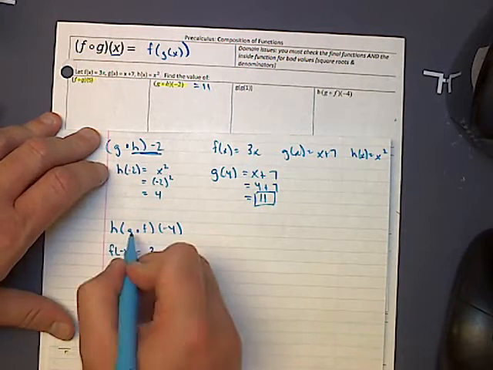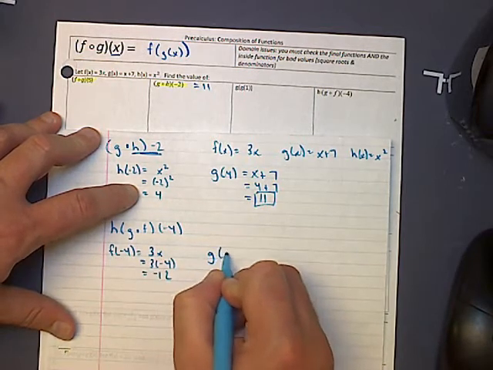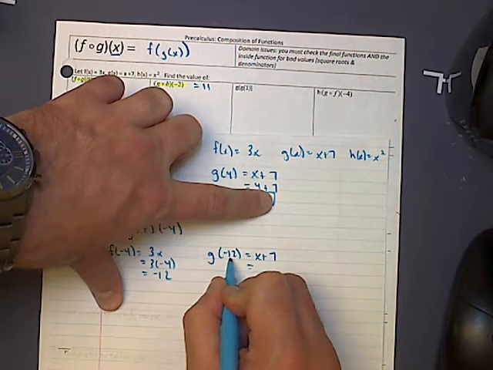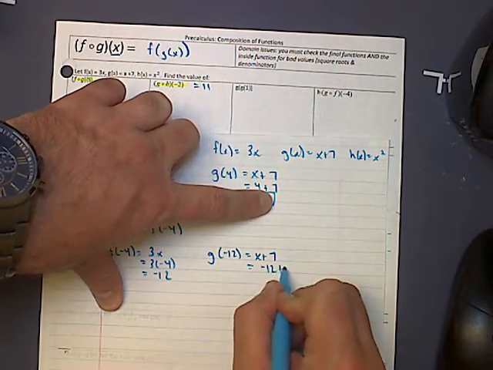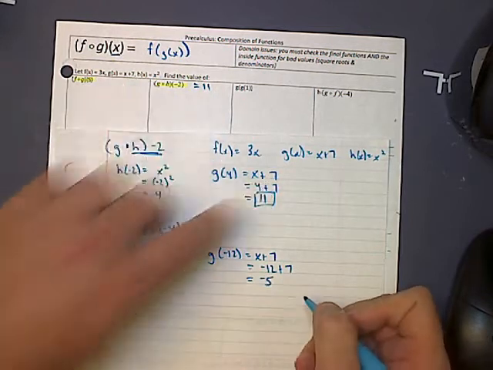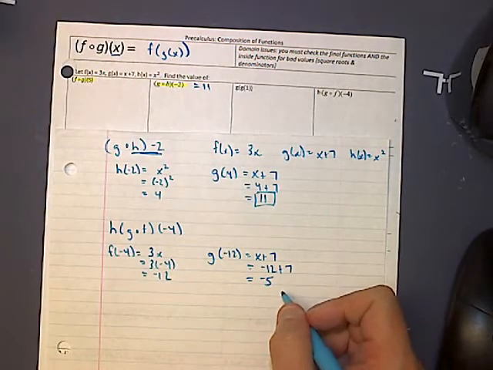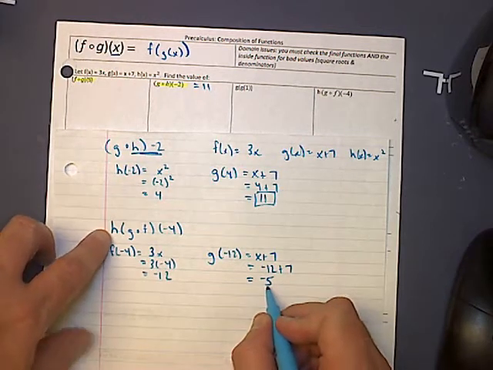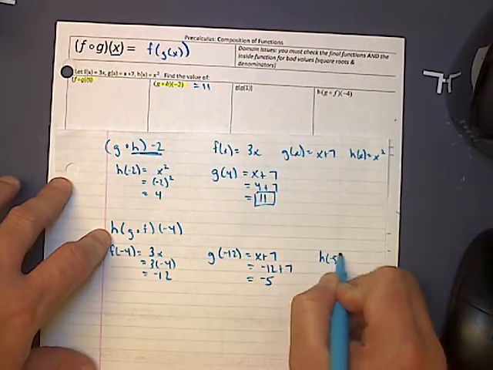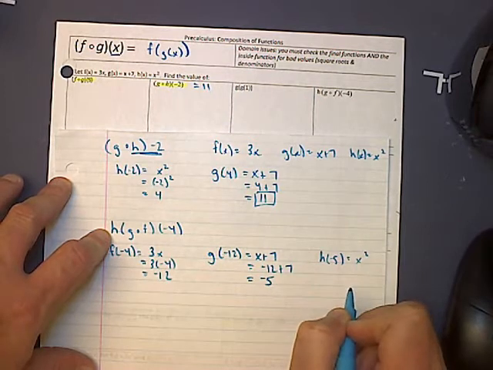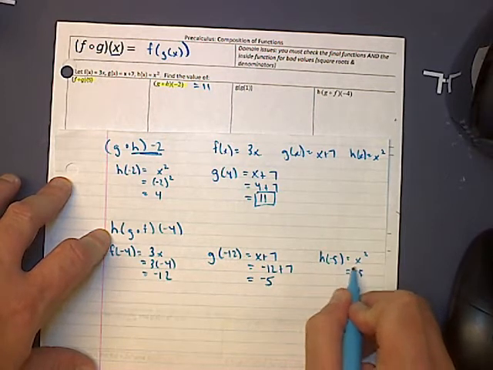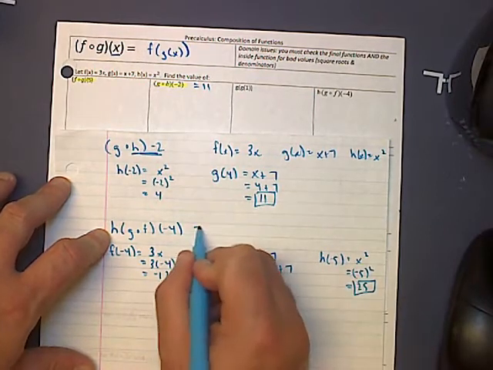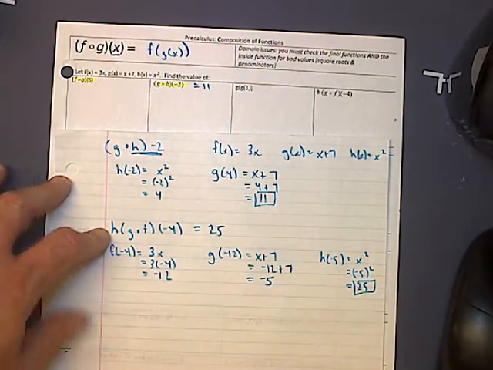Now I'm going to plug this value into the G function. G of negative 12 equals x plus 7. Whatever's in parentheses goes in for that variable. Negative 12 plus 7 equals negative 5. Now I take the negative 5, plug in for h. H of negative 5 equals x squared. Negative 5 squared is 25. That is my final answer. So this whole thing is equal to 25.